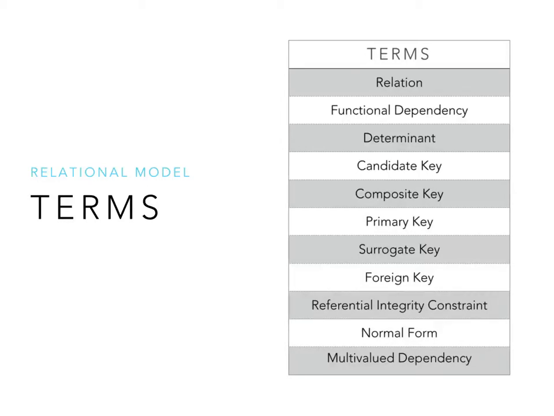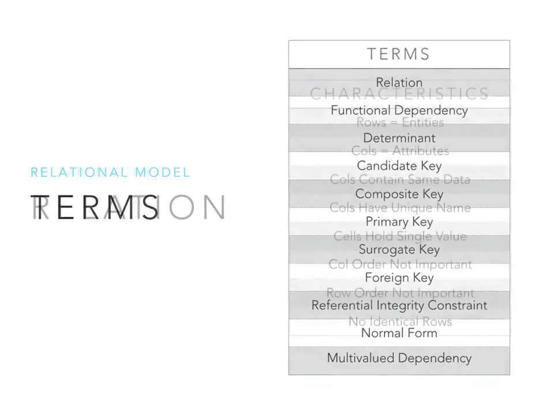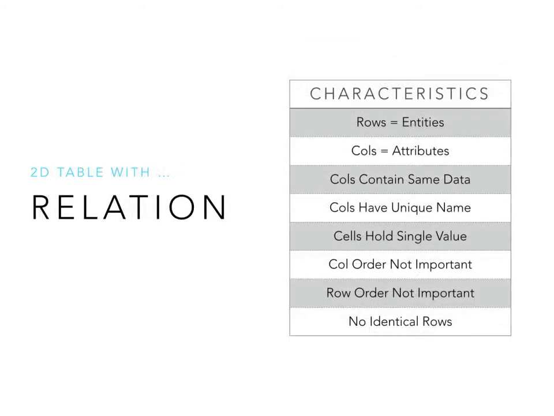We're going to talk about relations in great detail, functional dependencies, which are kind of the source of a lot of the problems that we're going to try to solve. Determinants are connected to functional dependencies, and then we'll talk all about keys, talk about the referential integrity constraint, and then talk about some normal forms. So first of all, what is a relation?